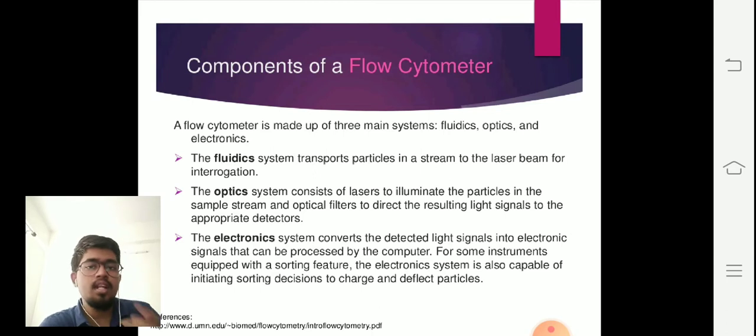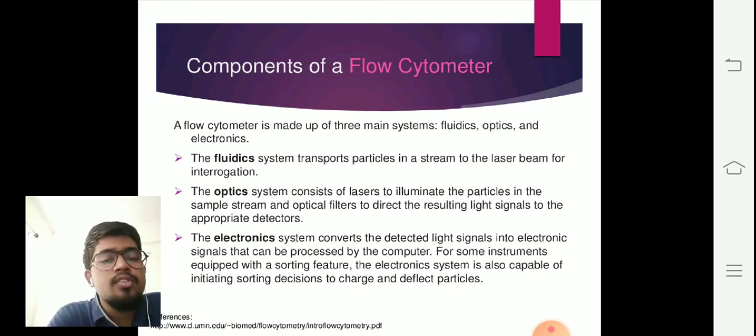The appropriate detectors are present somewhere else, and this optical system is helping to divert these light signals to the appropriate detectors to detect which kind of cell it is and what kind of particle is being illuminated. So now talking about the electronic system, the third part. This system converts the detected light signals into electronic signals. So the conversion of normal light signals to electronic signals that can be processed by the computer.